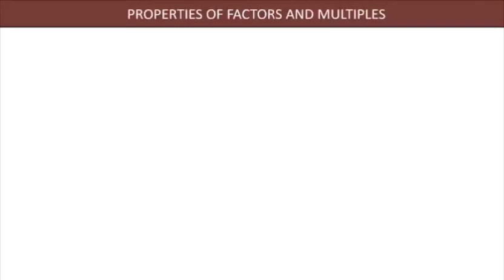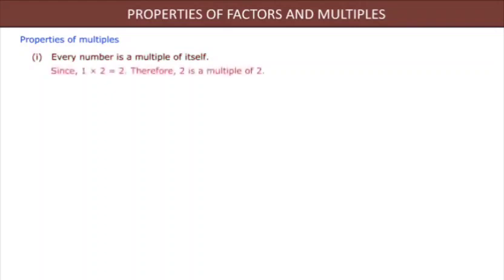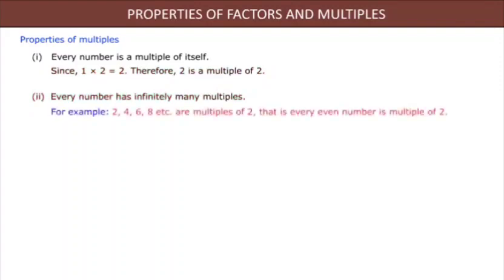Properties of factors and multiples. Properties of multiples. Every number is a multiple of itself, since 1 multiplied with 2 is equal to 2. Therefore, 2 is a multiple of 2. Every number has infinitely many multiples. For example, 2, 4, 6, 8, etc. are multiples of 2. That is, every even number is a multiple of 2.